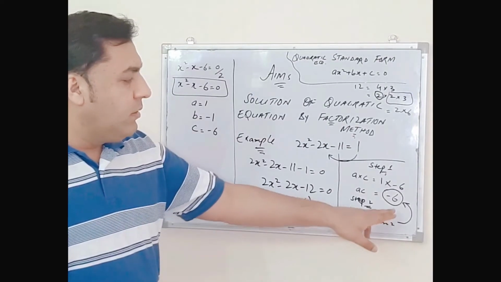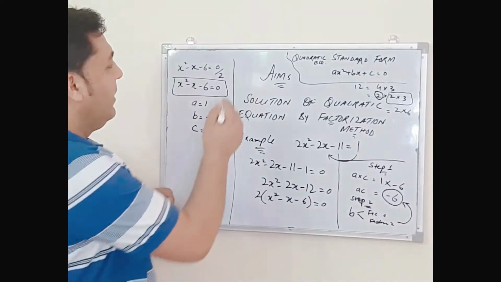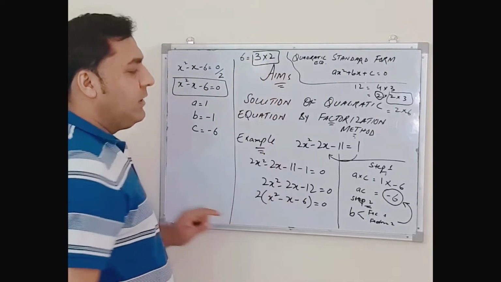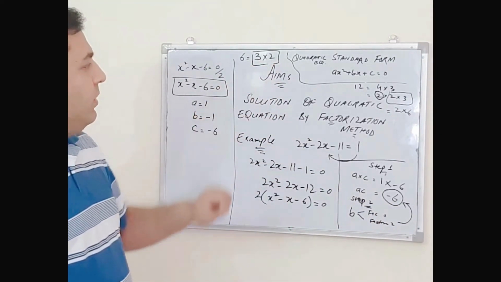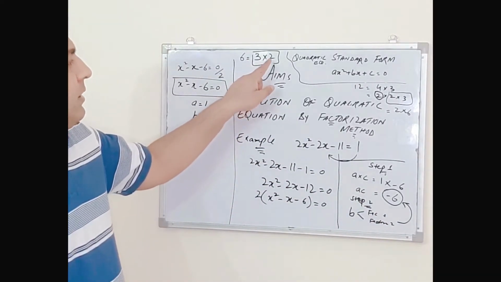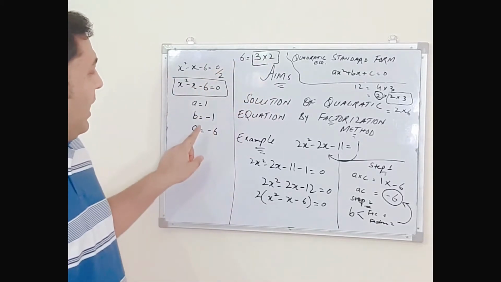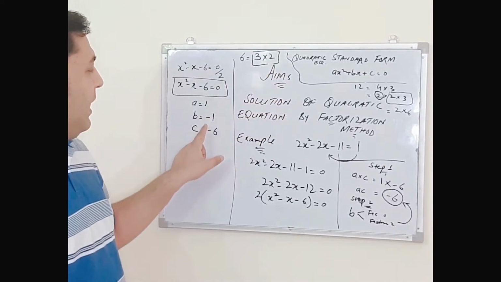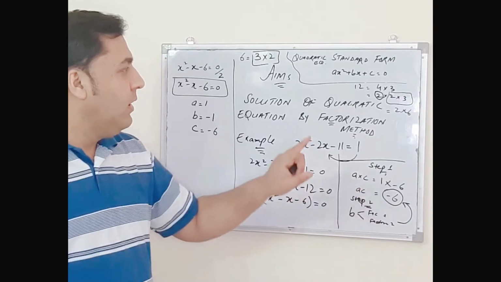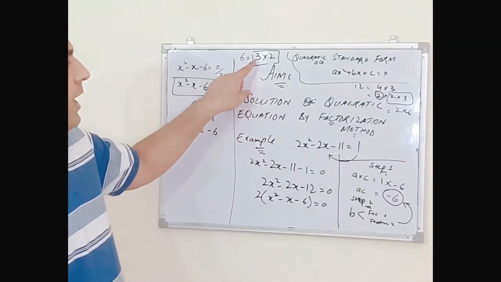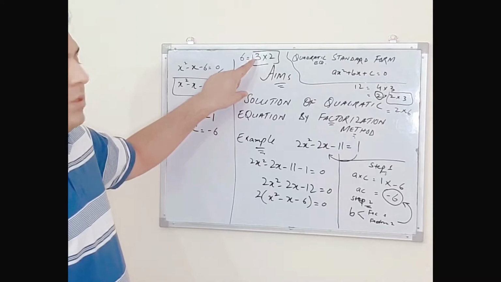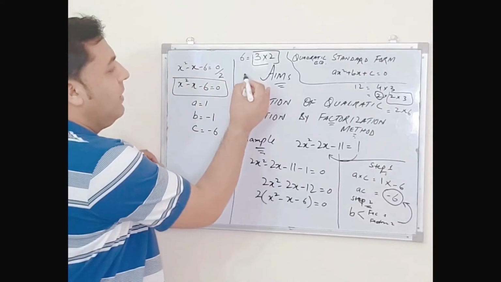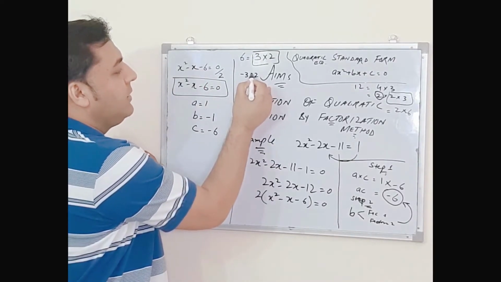So 6 can be split into 3 into 2. You see, if I subtract 2 from 3, I will get 1. I need minus 1 and I need minus 6. So how can I get minus 1? If I put the sign of minus with the greater value, I can write minus 3 plus 2.